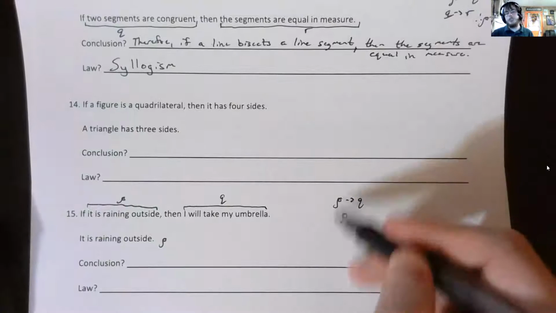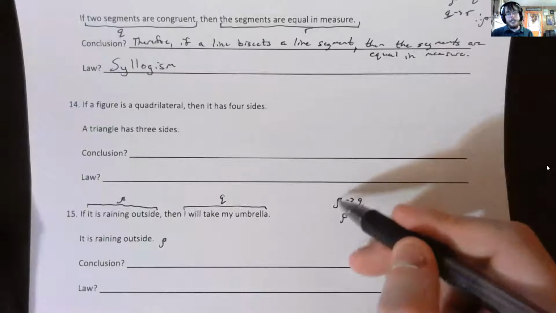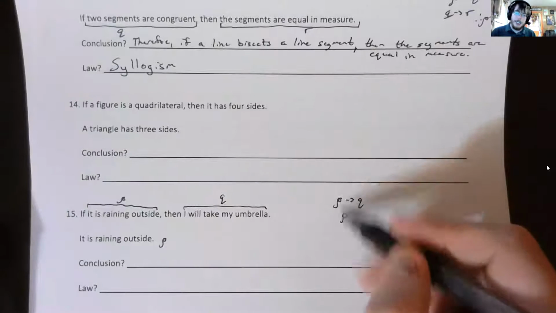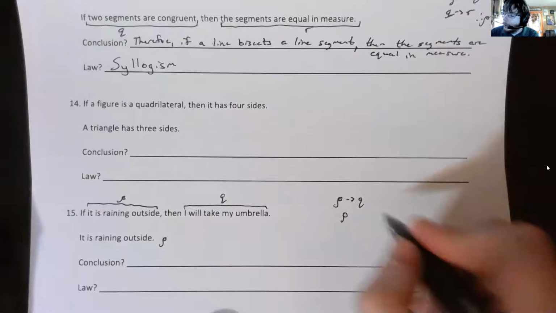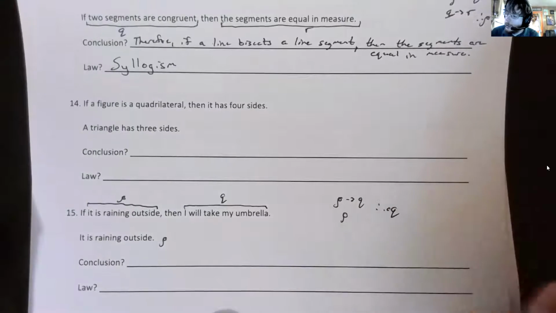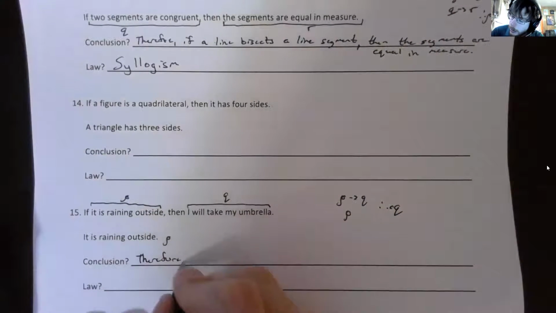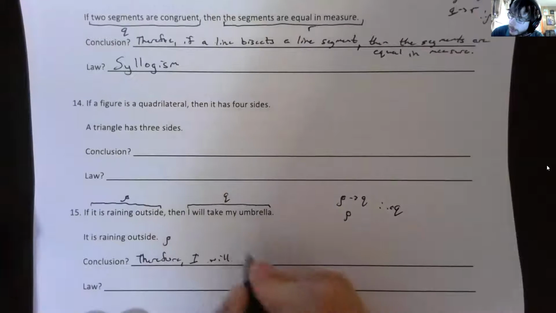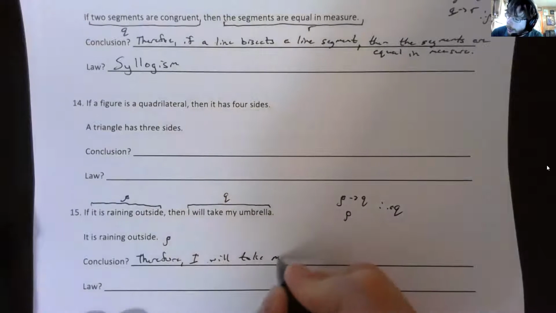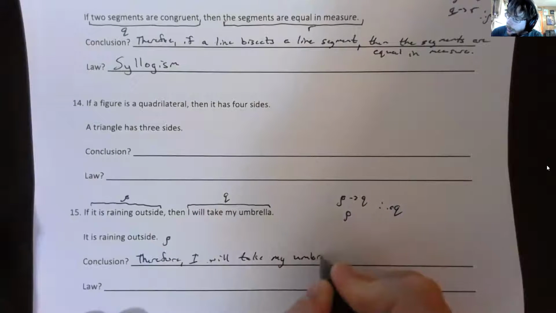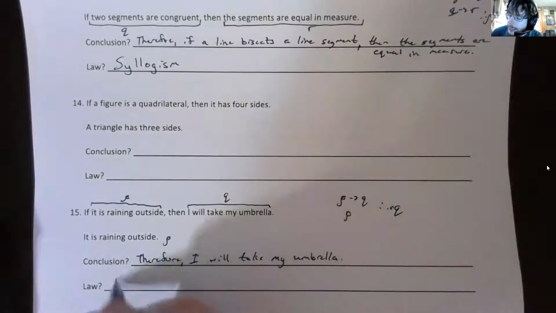And the law of detachment here says that the hypothesis needs to be true. In this case, the hypothesis is true. So we can conclude that therefore Q is true. So therefore, I will take my umbrella. And that will be by the law of detachment.